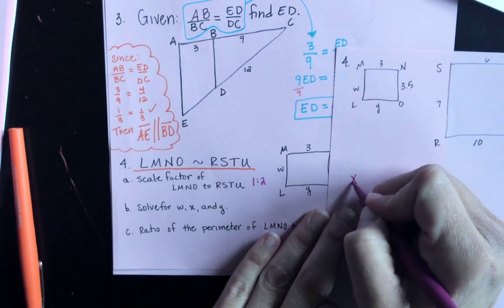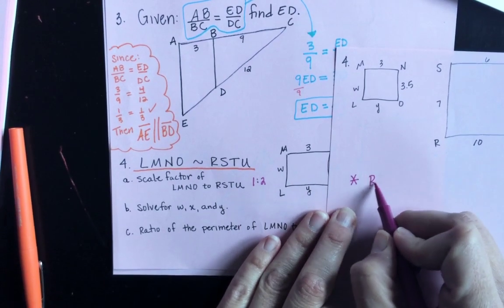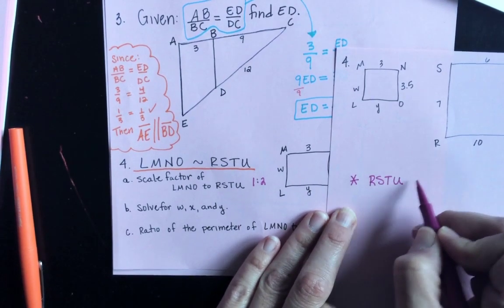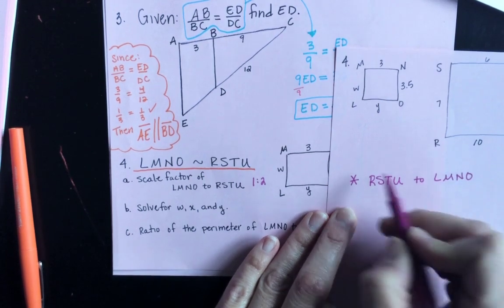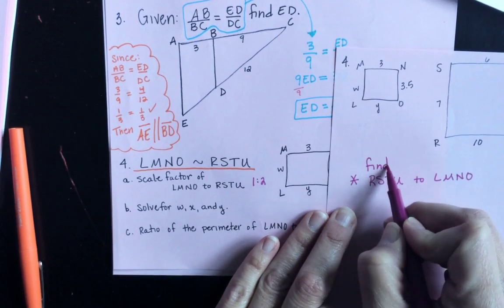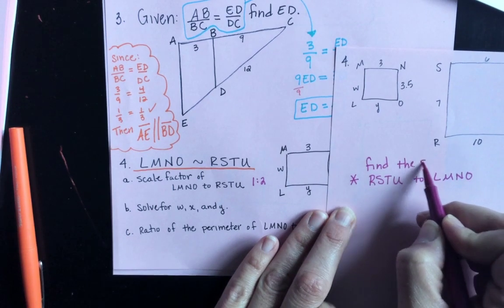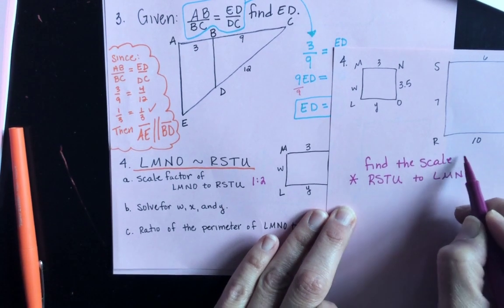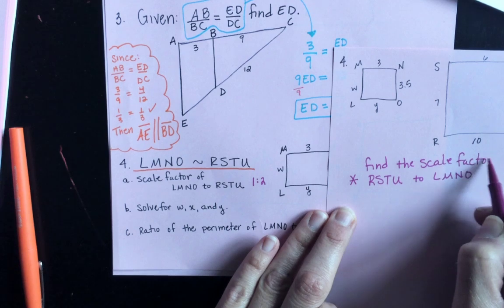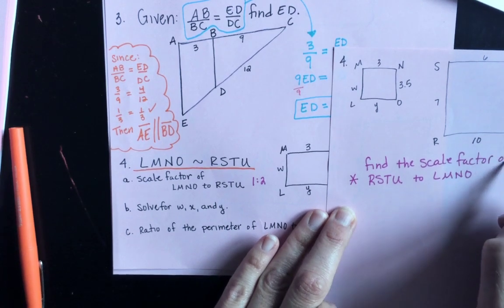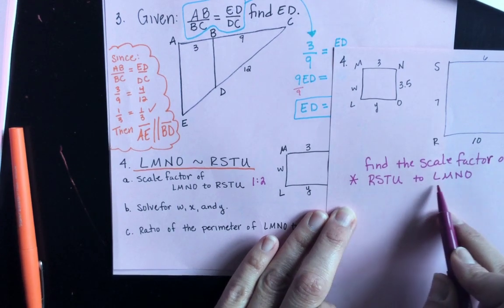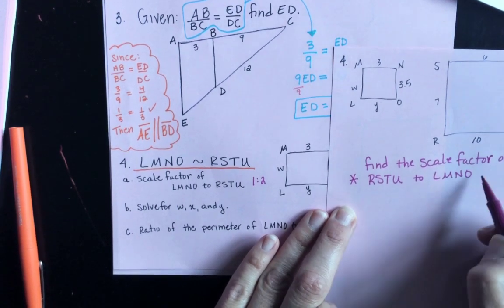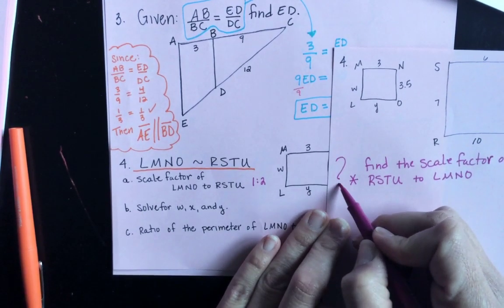Now, what I want to point out is what if it would have said RSTU to LMNO? What if it would have said find the scale factor of RSTU to LMNO? How would I write that?